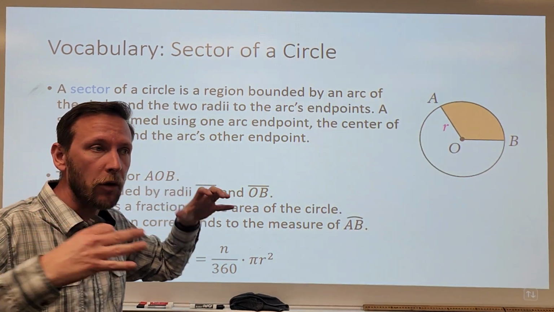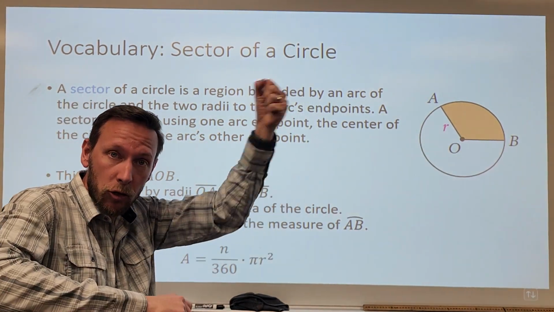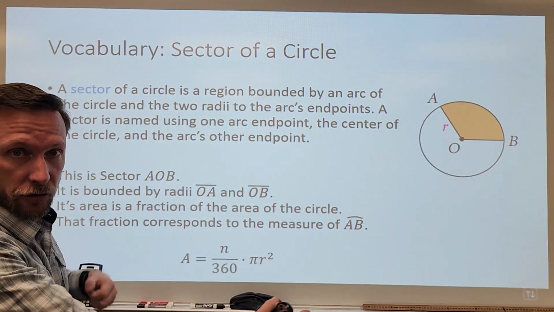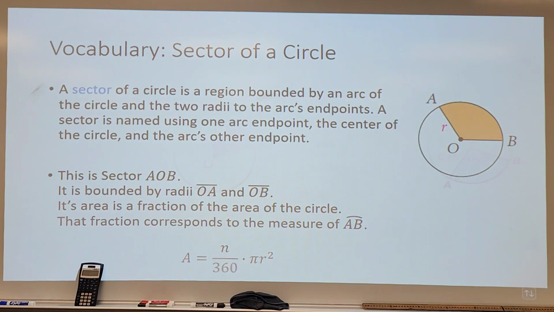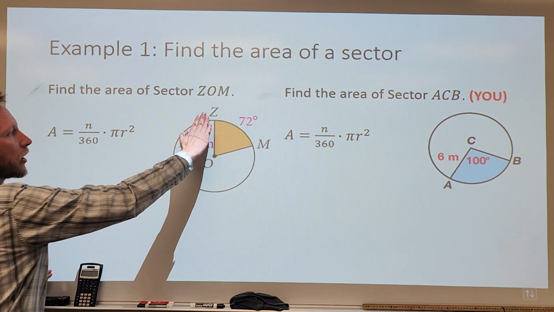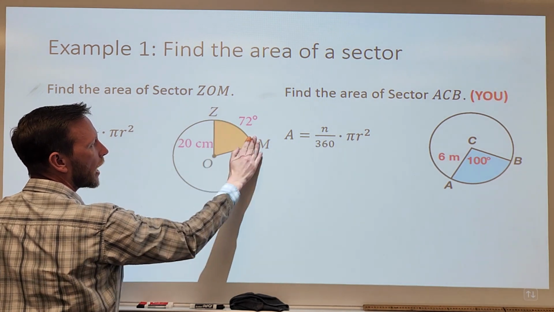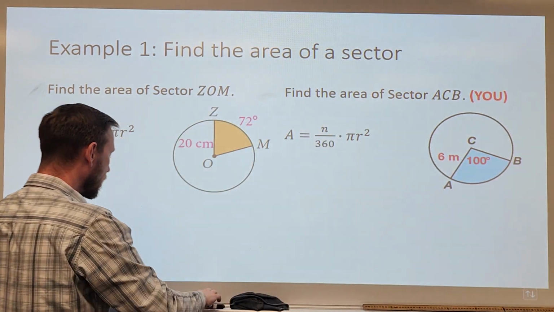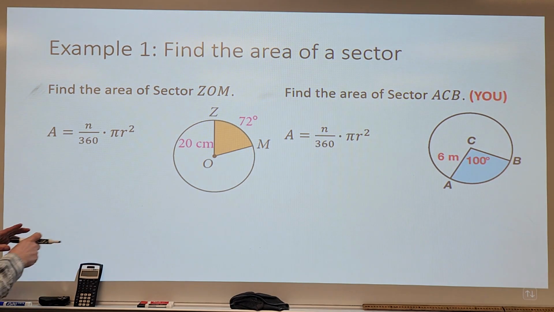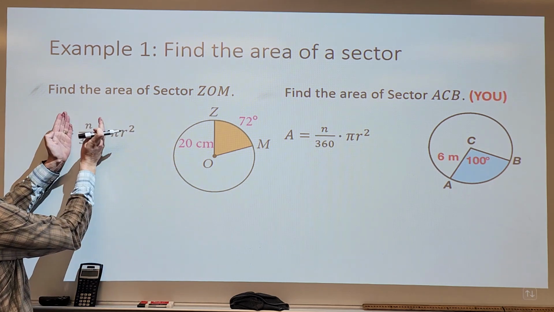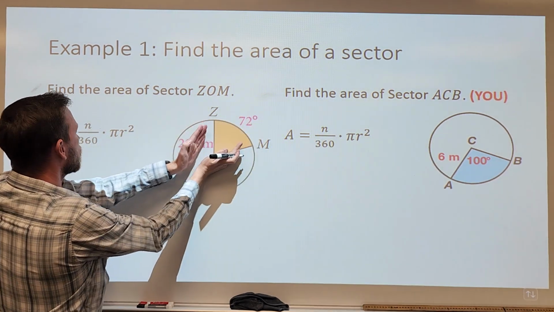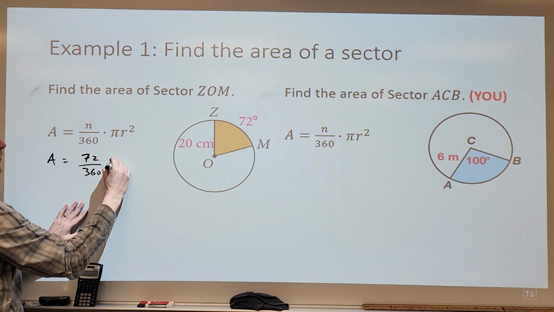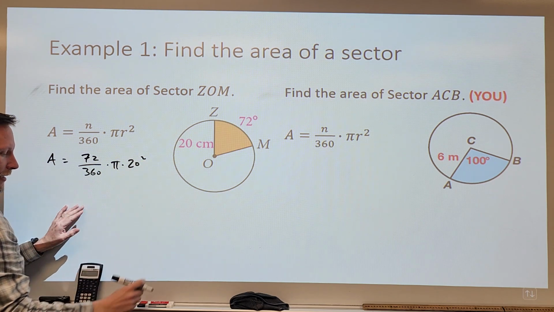If last time didn't go well, this is another opportunity to learn and to grow in our understanding of how to apply the arc's measure to either the arc's length or the sector's area. In this case, let's find the area of this sector, ZOM or MOZ, and let's find the area of this sector, ACB or BCA. The way that we're going to do that is we're going to find the area of the circle and then multiply it by this fraction, 72 divided by 360. So here we are going to have 72 over 360 times pi times our radius squared.